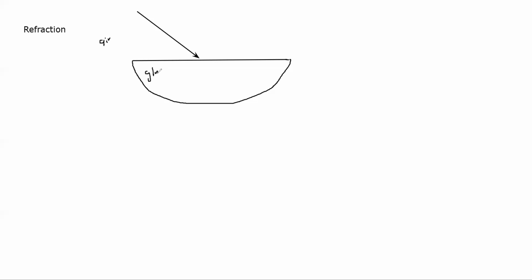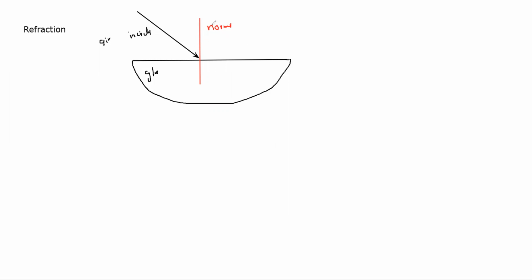glass. So an imaginary line which is perpendicular to the surface, because this is a surface, we call that the normal. So this red line is the normal. And the one which strikes the surface, that is called the incident.